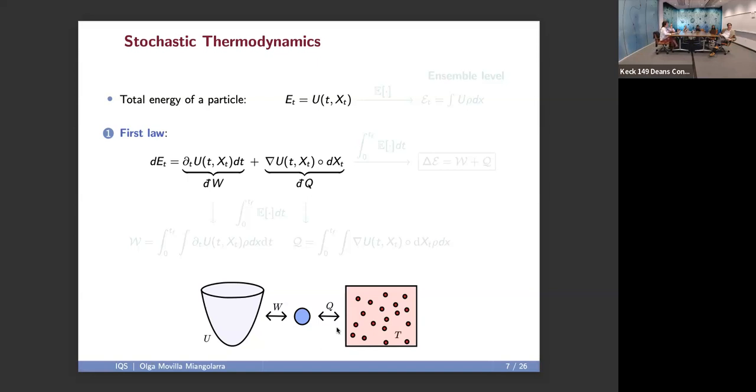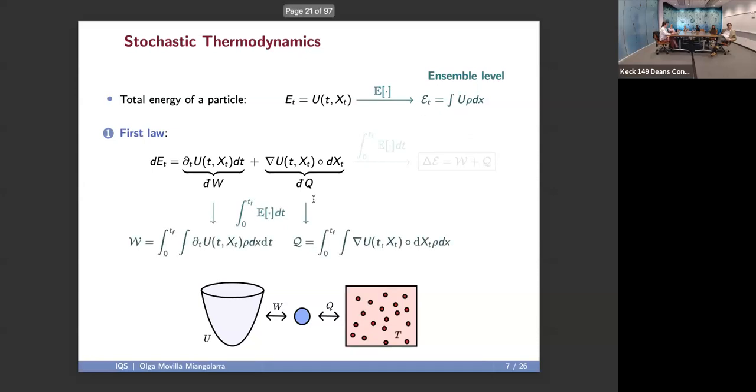Now, we can also look at these energies at the level of the whole ensemble. In order to do this, the only thing we have to do is take the expectation, take the average. So we can integrate our potential energy with respect to rho, and we will get the energy at the level of an ensemble. We can do the same thing, and also integrate over time, over a thermodynamic transition, to get the work and the heat at the level of an ensemble over a thermodynamic transition from 0 to tF. The thermodynamic transition will be characterized by this rho changing as a function of time.